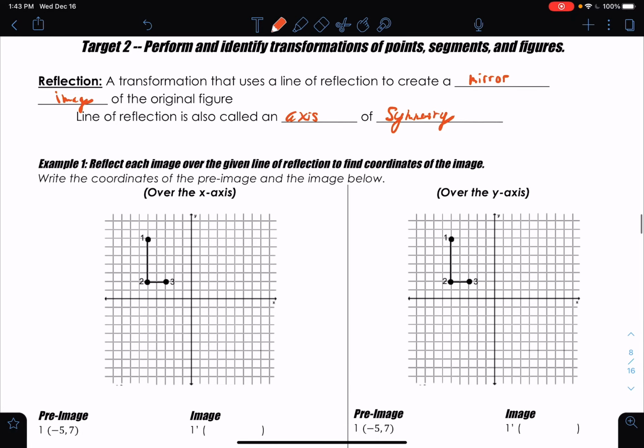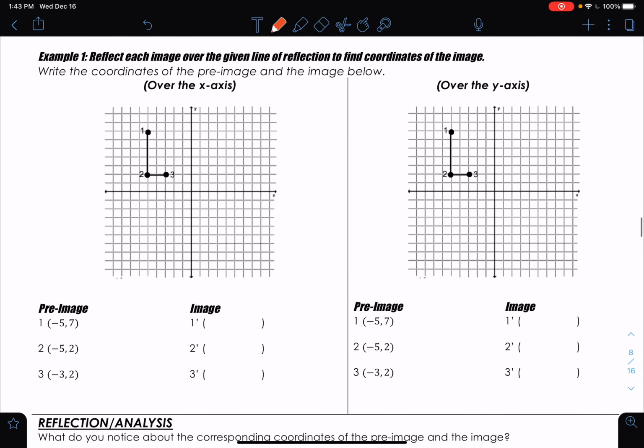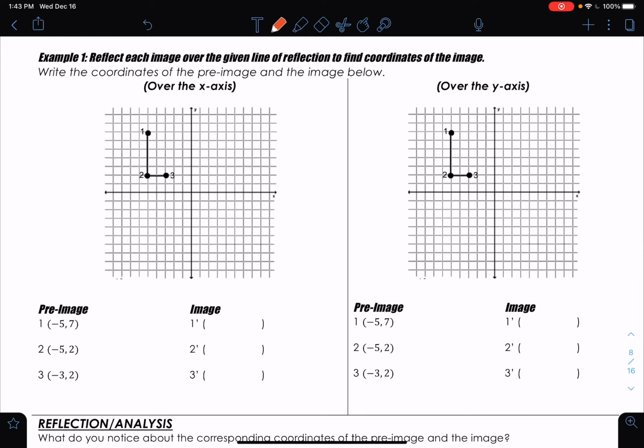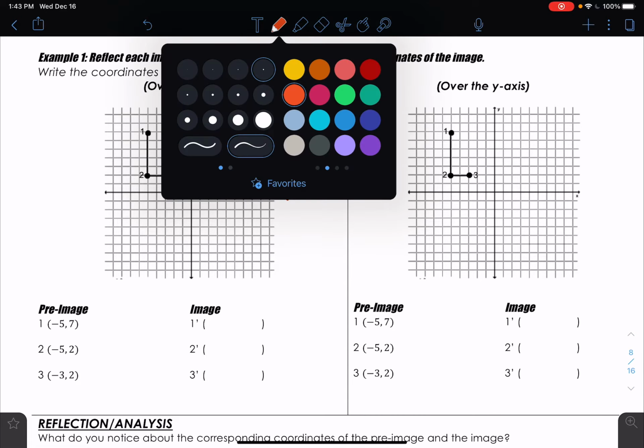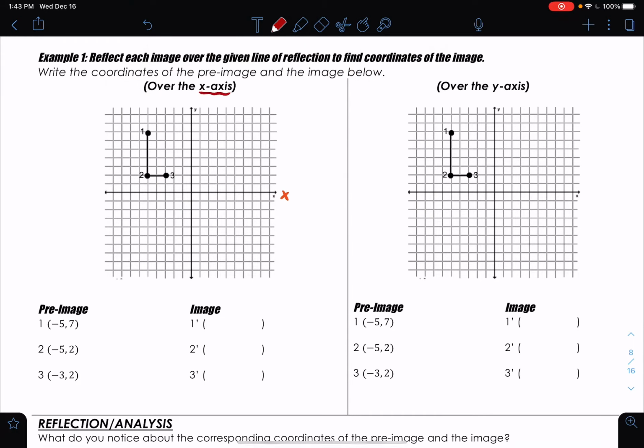So, if I want to reflect this L-shaped figure over the x-axis, remember the x-axis is my horizontal one. The x-axis is the same thing as y equals 0. That's the equation of the line for the x-axis. In order to do this, I'm just going to count.